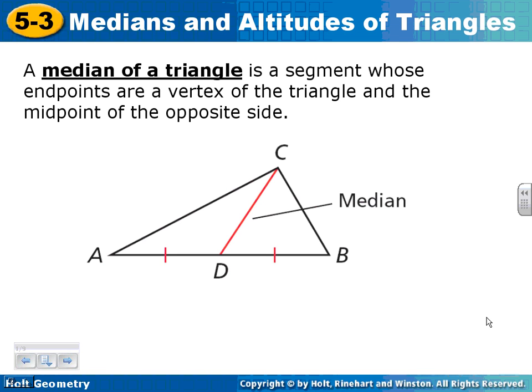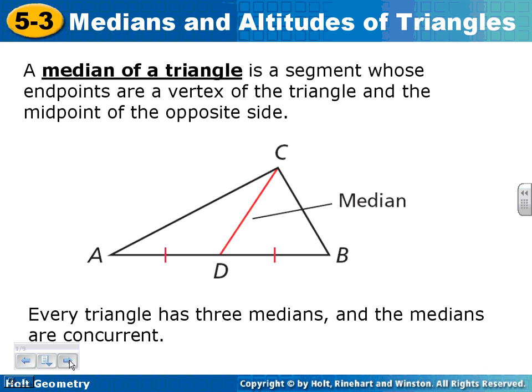All right, we are ready now for notes 5.3, medians and altitudes. We just talked about perpendicular bisectors and angle bisectors. Now there's two more dealing with a triangle. The median of a triangle is a segment whose endpoints are a vertex of the triangle and the midpoint of the opposite side. There are three of them.